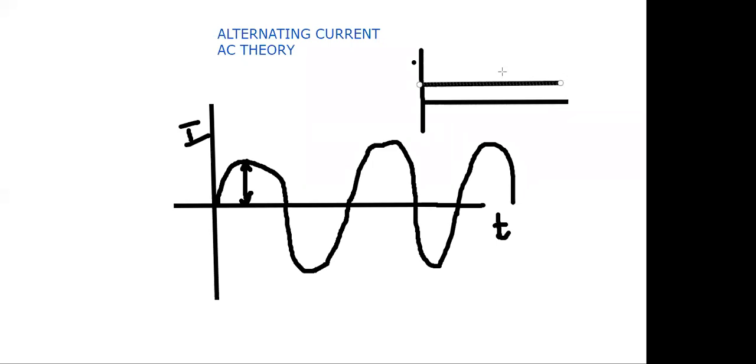This one moves only in one direction. But for this one, the alternating current, it alternates. That is why the name is alternating current. When we say it alternates, it fluctuates or it changes.